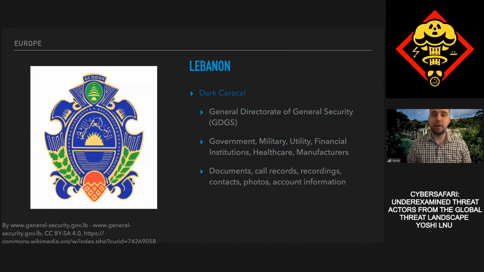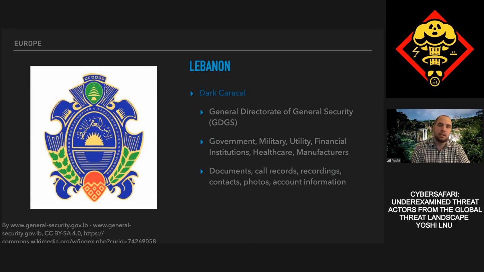So next we have Lebanon. EFF and Lookout originally identified Dark Caracal, a threat actor allegedly supporting the General Directorate of General Security in Lebanon. It was first identified based off of infrastructure reuse from Operation Manul, which we'll briefly discuss later. But Dark Caracal is considered an APT for a couple reasons. The first, they were able to conduct multiple campaigns at once, exfiltrating hundreds of gigabytes of data. So they were very successful in that way.